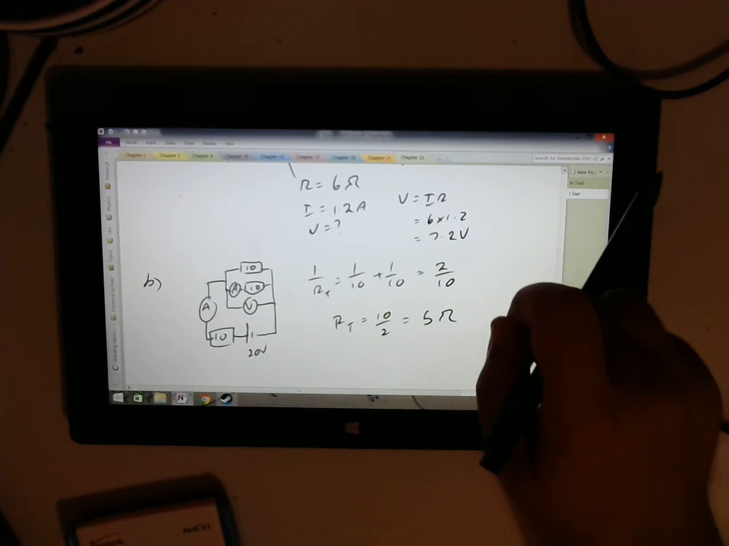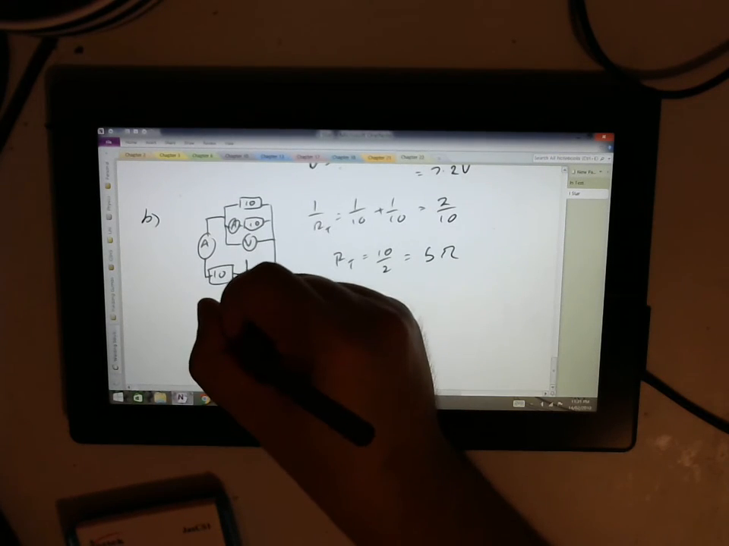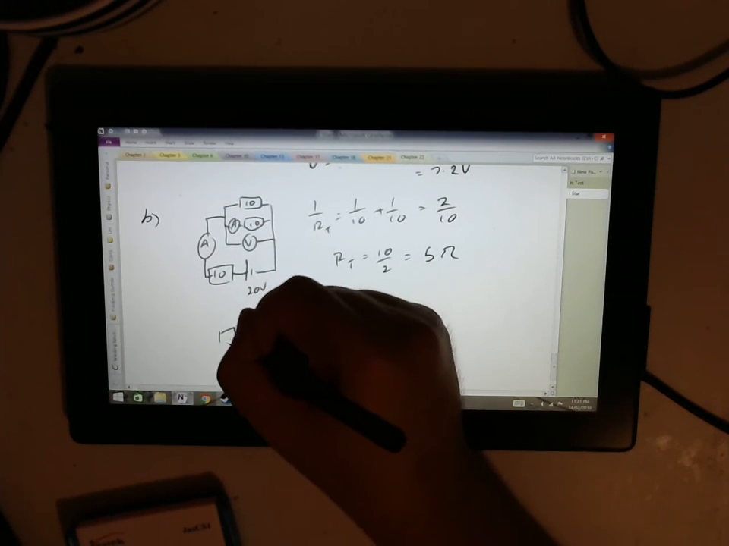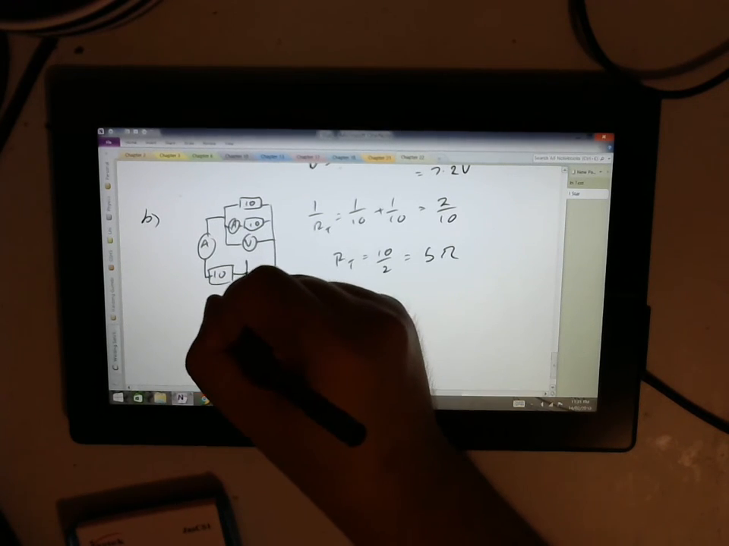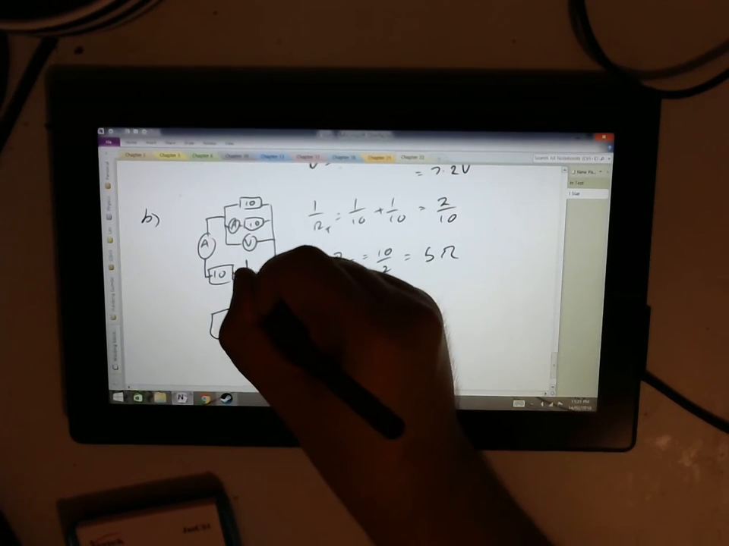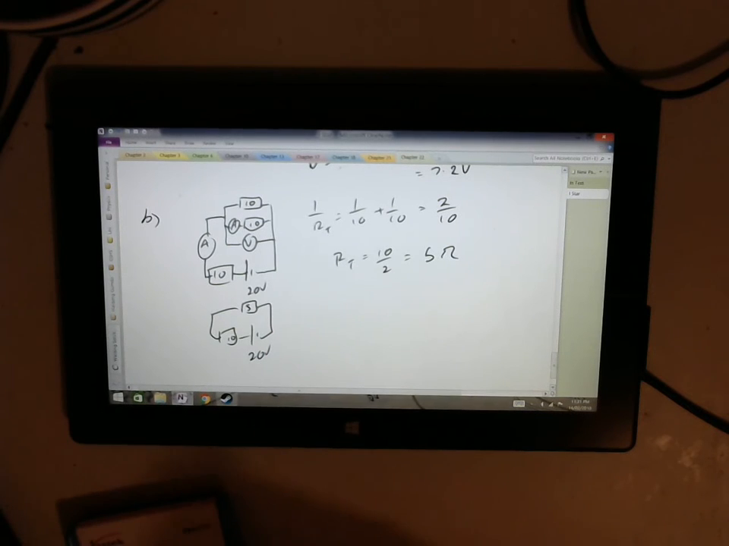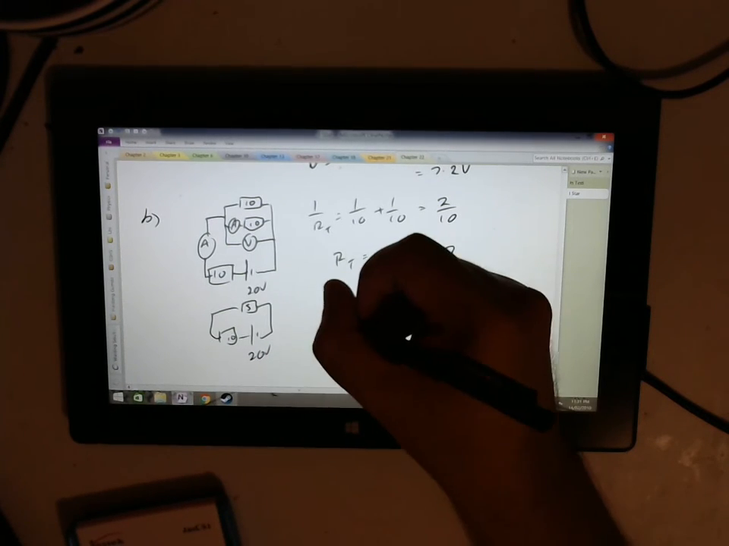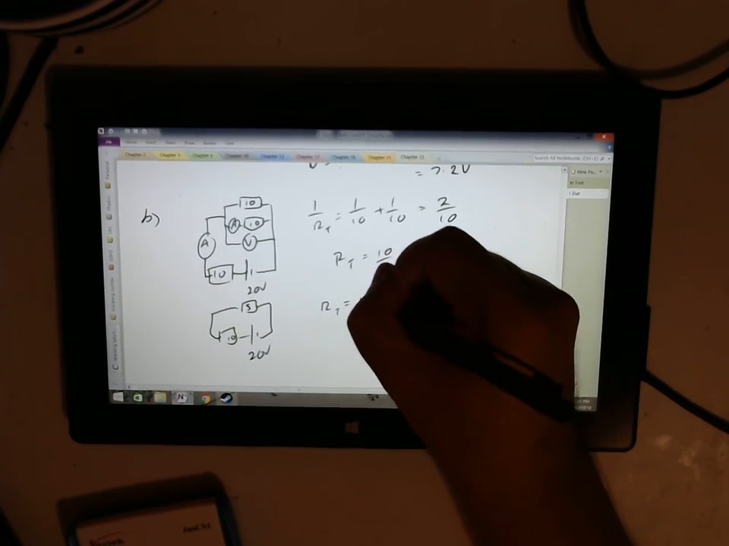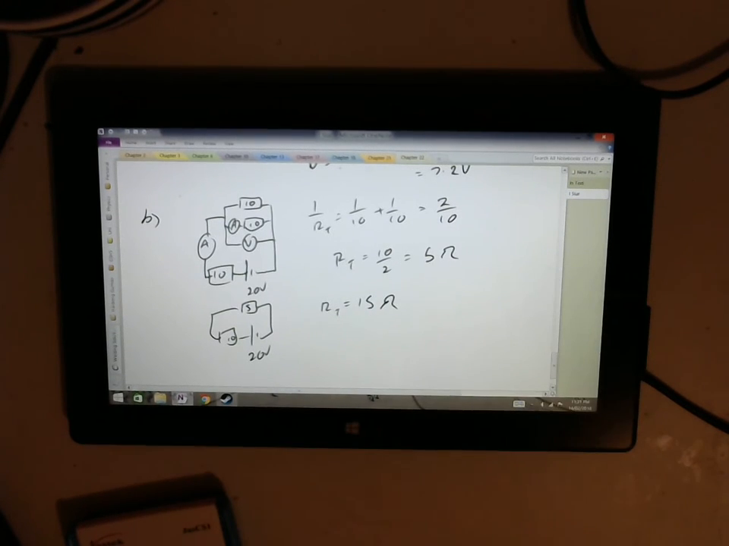So if I was to redraw that, I'm not going to draw the ammeters and voltmeters. We're going to have our 20 volt into a 10 ohm around into a 5 ohm and then back. What do we do when they're in series? We add them, so RT equals 15 ohms.